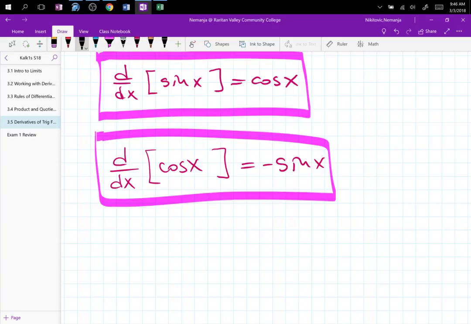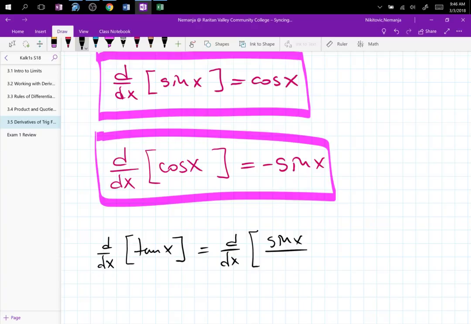So if I want to compute the derivative of tangent x, I will rewrite that as sine x over cosine x, and then use what? Quotient rule. So you have derivatives of sine and cosine. Let me see what you get. Do it for a little while.